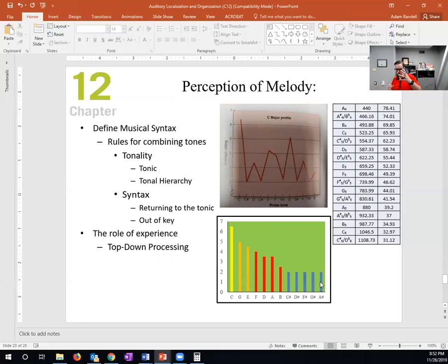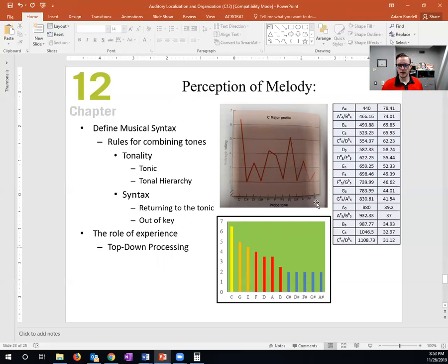And so we've already discussed tonality. We know what a tonic is. But one of the syntactic rules is that the sounds within a melody or within a phrase only belong to that scale. All right, and so we automatically, implicitly create this tonal hierarchy.